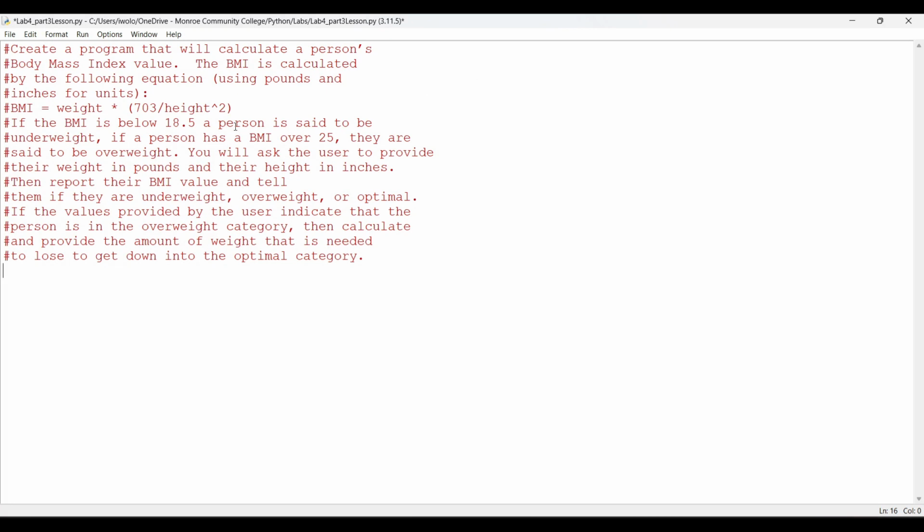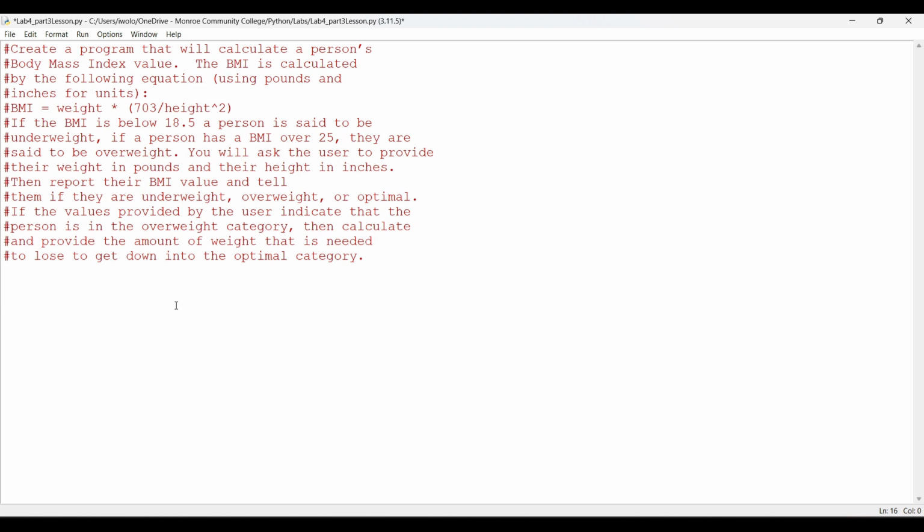Alright, so you can see that over here I have all of the instructions for the assignment written down, so I'm going to go ahead and read those and then we can see what it is that we need to do for this program. The instructions say to create a program that will calculate a person's body mass index value. The BMI is calculated by the following equation using pounds and inches for units. BMI equals weight times 703 divided by the height squared.